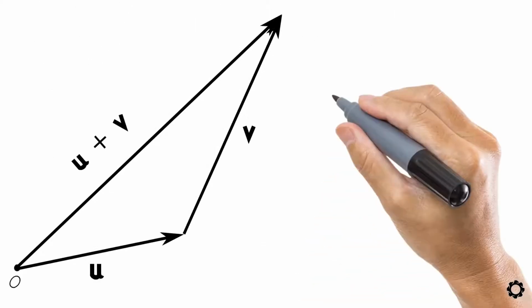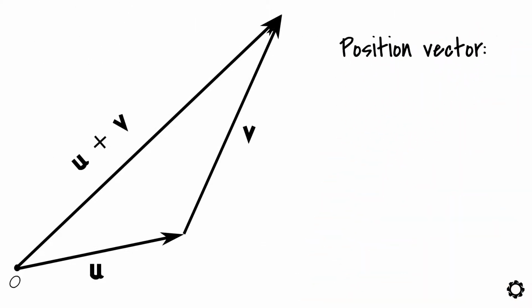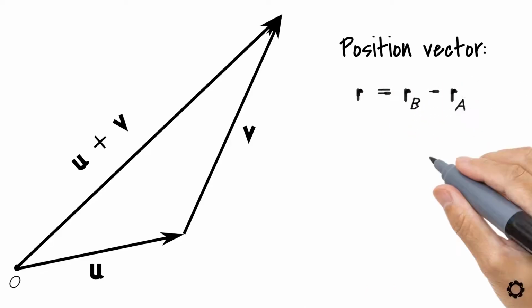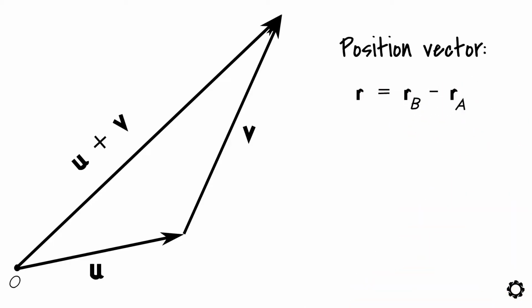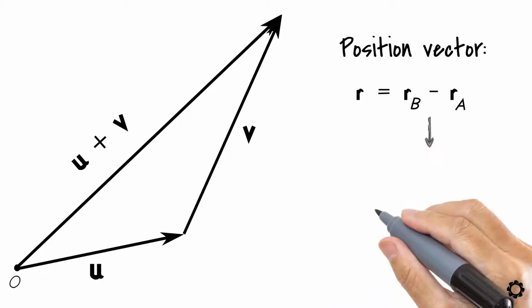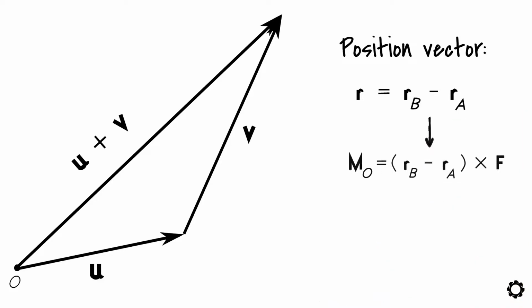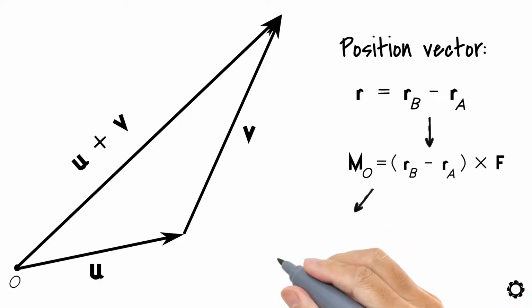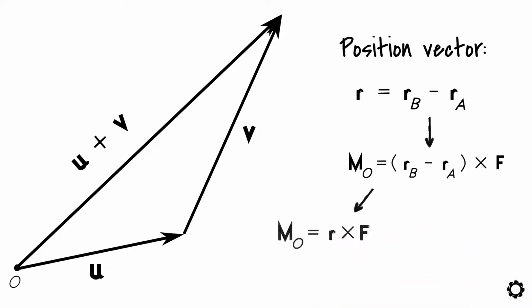By using the triangle rule of vector addition, we can determine the position vector r to be r equals rb minus ra. If we use this definition for the position vector and substitute it into our defined couple moment equation, the equation will be as follows. MO equals r cross F, which is actually equal to the moment of a force equation that we are already familiar with. M equals r cross F. But what does this tell us?